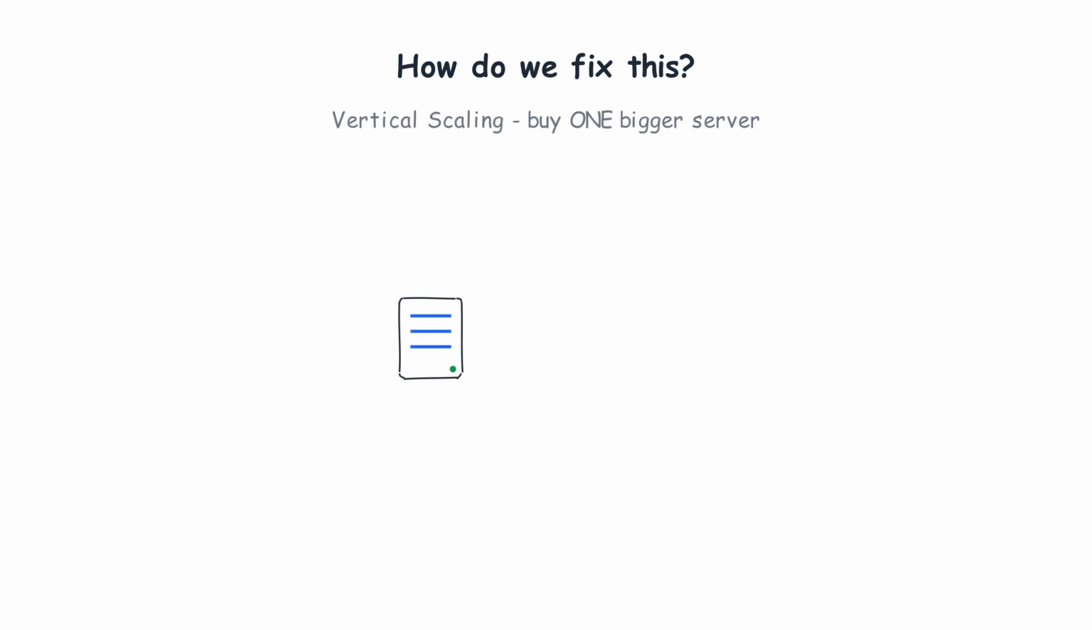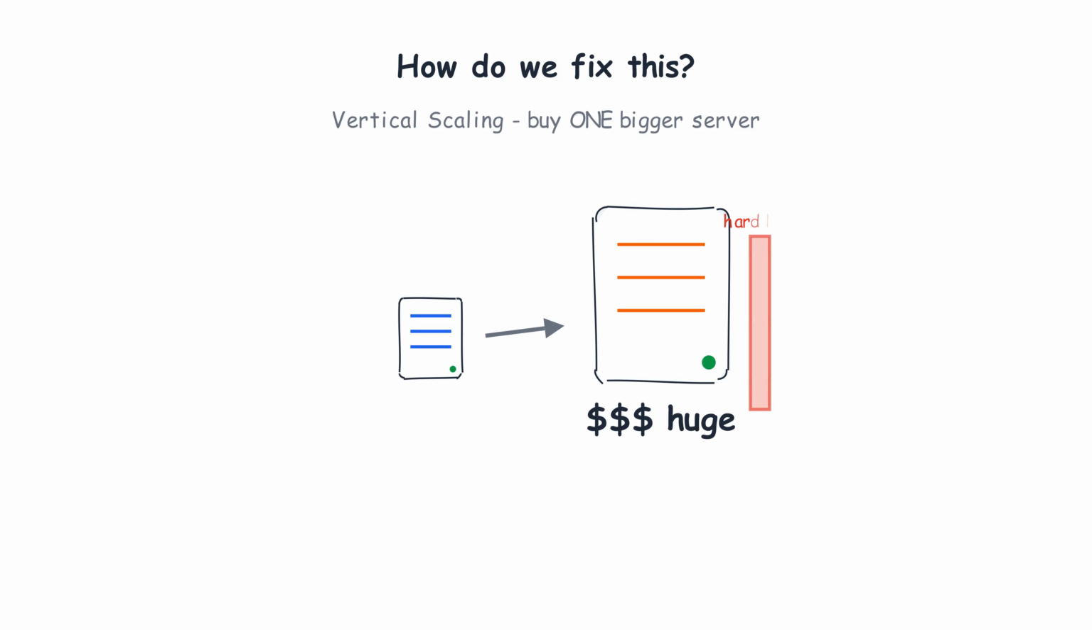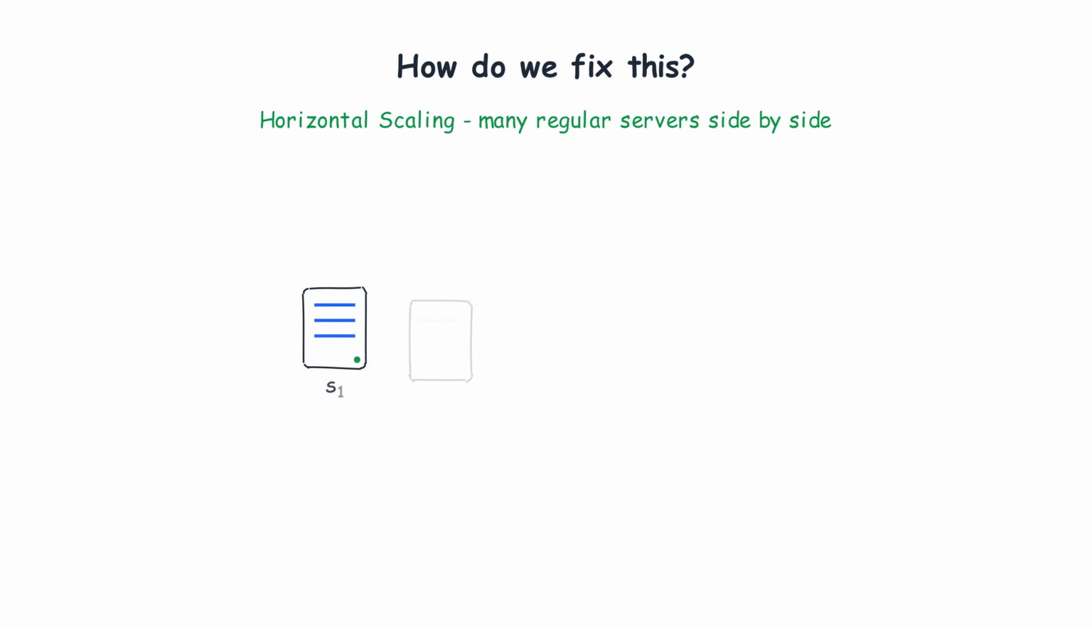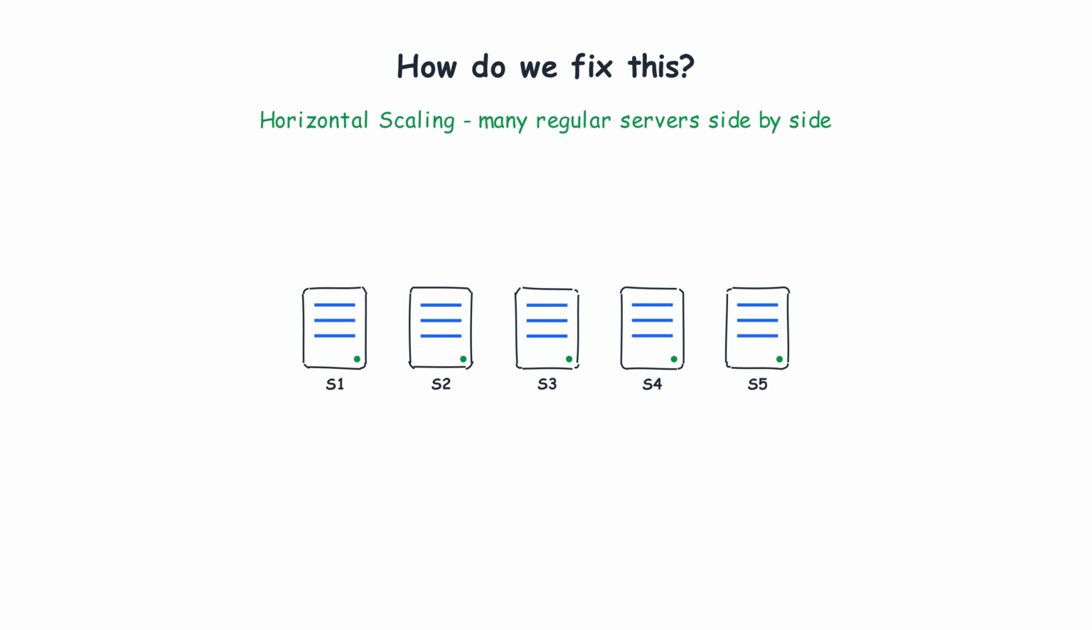How do we fix this? We can't just keep buying a bigger, more expensive single server forever. That's called vertical scaling, and it has a hard physical limit. Instead, we use horizontal scaling. We buy 5 or 10 regular servers and run them side by side.